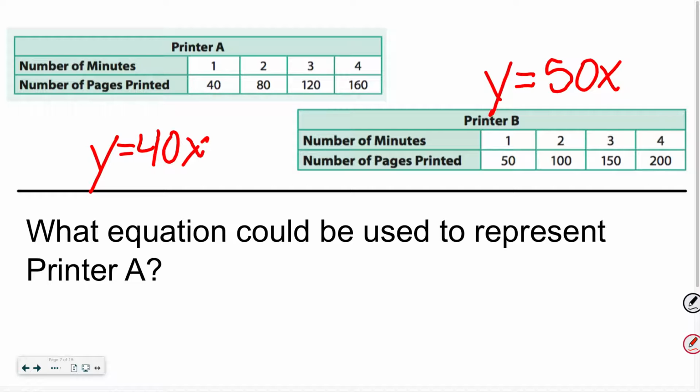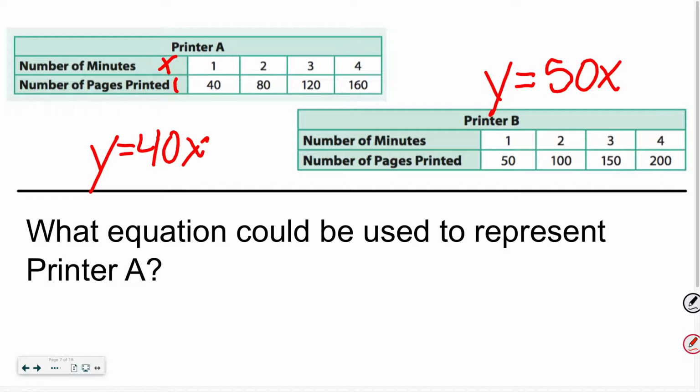40 times any number equals another 40. Okay, so 40 times any number, but in this scenario, what does the x represent? Oh, the minutes. The minutes, you said. So 40 times the number of minutes will equal y, which represents the number of pages.